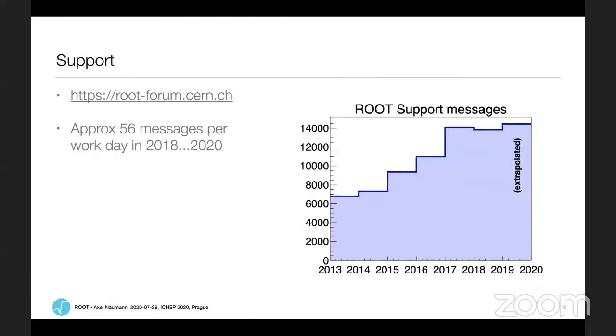Talking about active, support is one of the key ingredients of our work for anybody who's working on Root. The main platform we use is at forum.cern.ch, a web forum. I plotted the number of support messages over the years. That's combining both the mailing list that we used in the past and the forum that we use now. And you can see that we are now luckily plateauing at 14,000 messages per year, which is a really high number. It means 56 messages per workday. I think it's an important ingredient of Root.